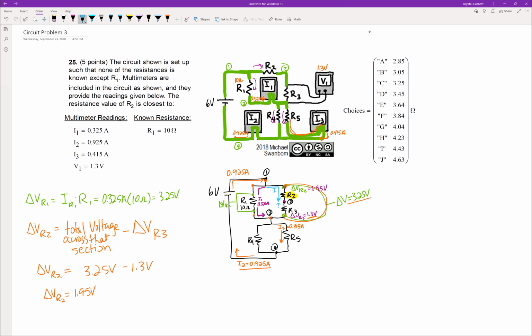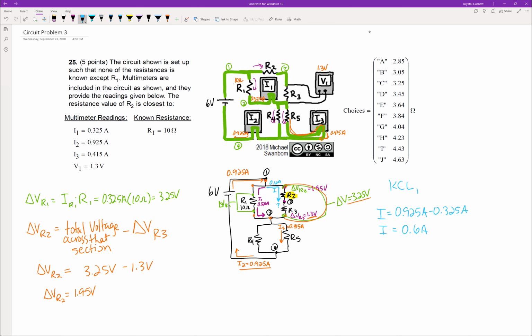According to Kirchhoff's current law, that value of current that goes through the R2 and R3 resistors has to be 0.925, the current entering the node, minus the current exiting the node, 0.325 amps. Because of KCL, we can say I is equal to 0.925 amps minus 0.325 amps. That current that passes through R2 and R3 is 0.6 amps.